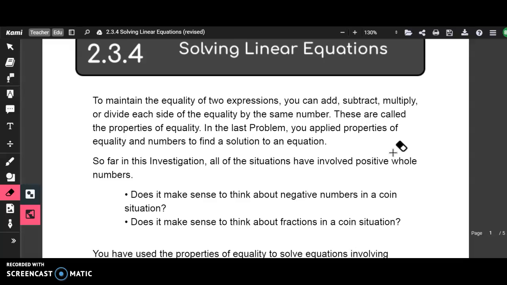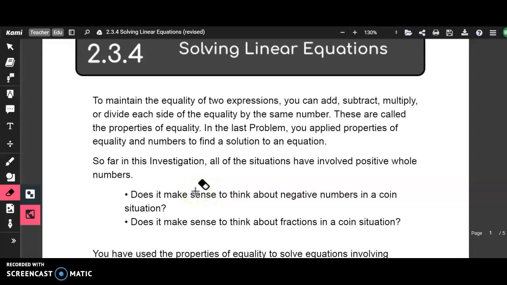So it starts off by saying to maintain the equality of two expressions, you can add, subtract, multiply, or divide each side of the equality by the same number. These are called the properties of equality. In the last problem, you applied properties of equality and numbers to find the solution to an equation.